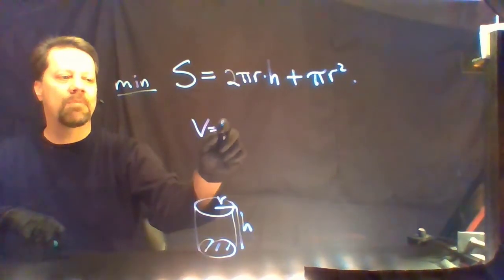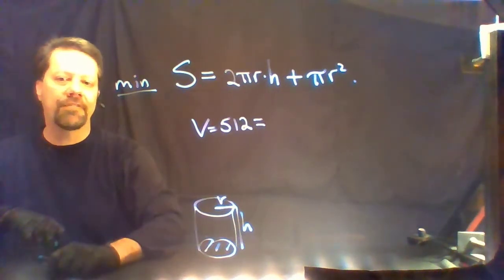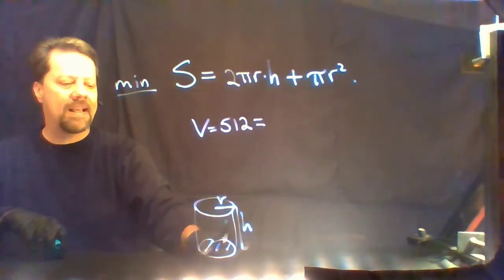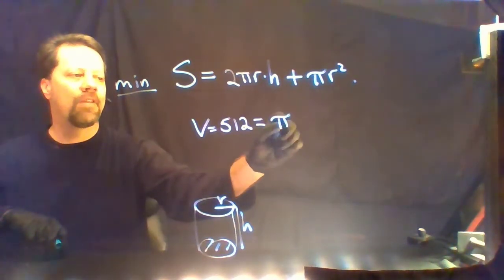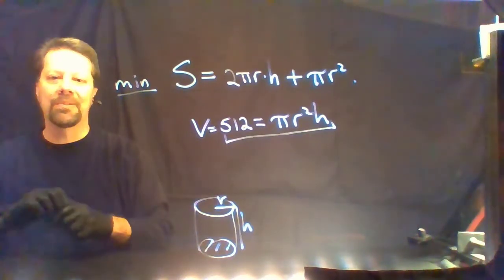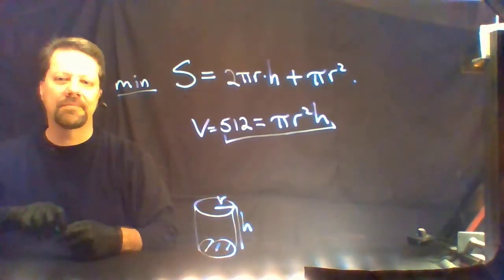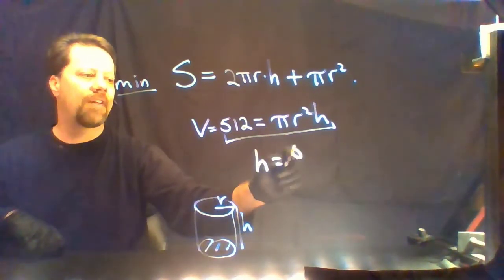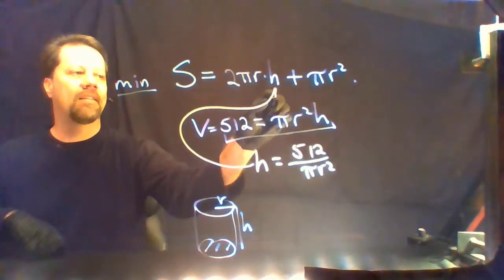The volume is supposed to be 512 cubic centimeters. The volume can also be calculated from another variant of the Theorem of Pappus. If we take the area of the base and multiply it by how far we sweep it, we end up with the volume. The volume is pi r squared h. This provides a constraint on the two variables. We can solve for one of the variables and then substitute into the equation above. In this case, let's solve for h. H is going to be 512 divided by pi r squared. We'll substitute that into the original equation.